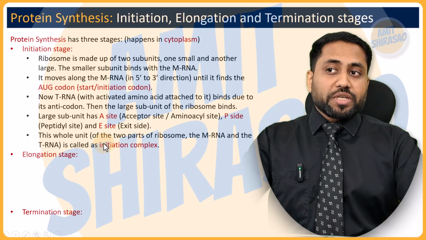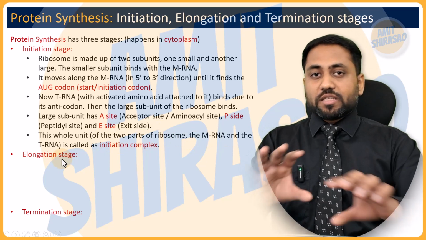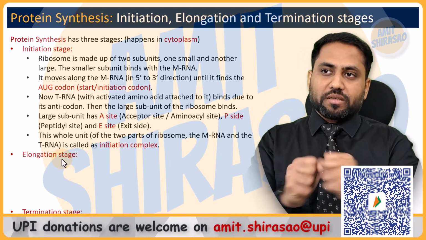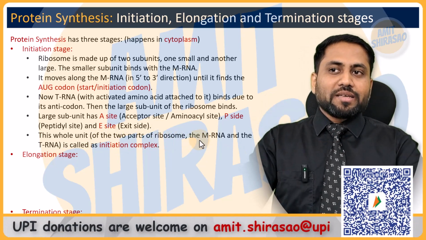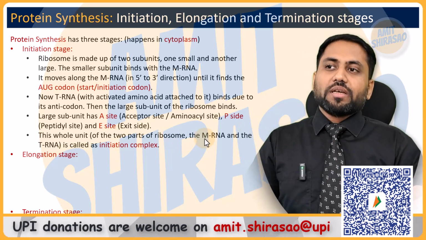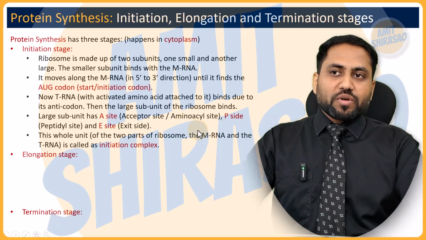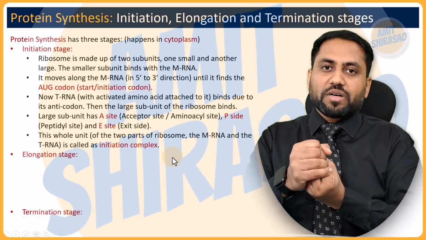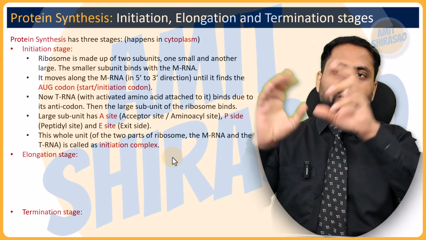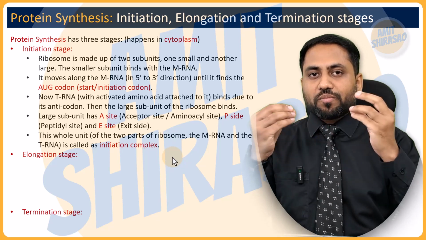The whole unit means two parts of the ribosome, mRNA and tRNA. This whole thing means these three things together. Ribosome means rRNA, messenger mRNA, where everything is happening, and tRNA for transport. When all three RNAs come together, this is called an initiation complex. Got the idea? Initiation complex is this thing.